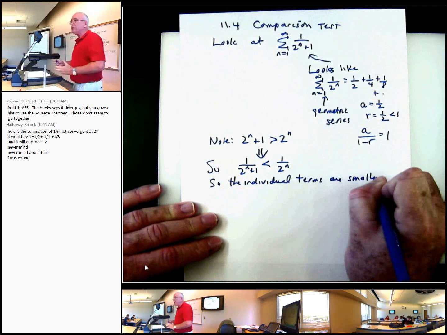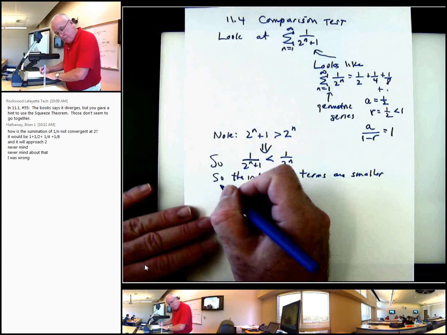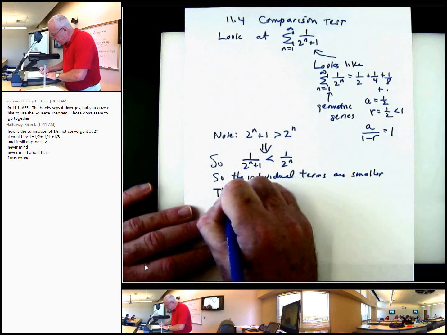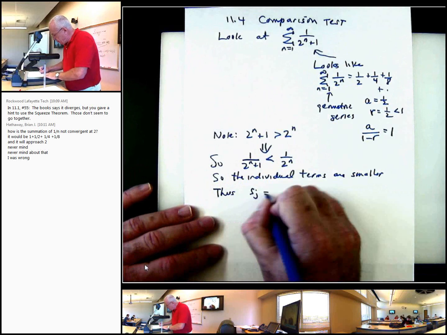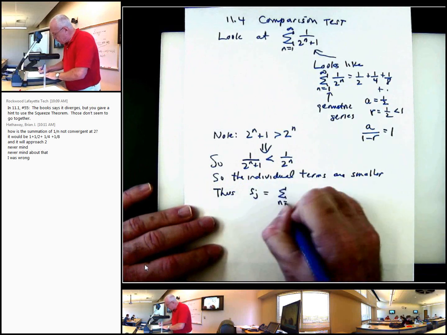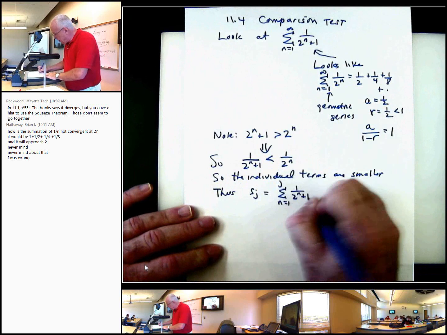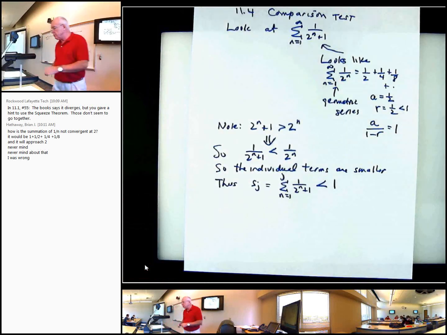So therefore, we expect that the whole sum of this is going to be less than the sum of the other one. Thus, in particular, the partial sum, which is equal to the sum from n equals 1 to j of 1 over 2 to the n plus 1, this is certainly going to be less than what the other series converges to.